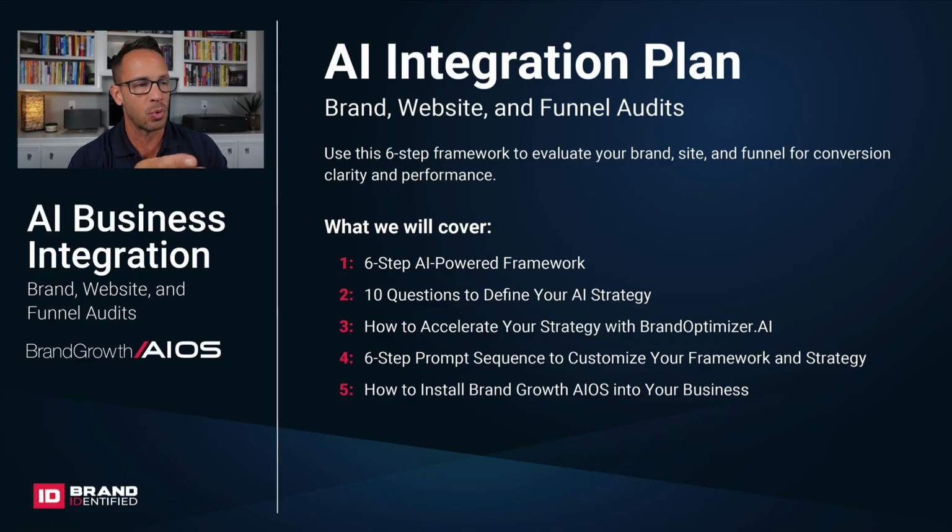So first off, I'm going to walk you through the 6-step AI-powered framework. Then I'm going to help you answer the 10 questions that you must answer and define for your AI strategy. Then I'm going to show you how to accelerate your strategy using the custom GPT brand optimizer.ai. Then I'm going to walk you through a 6-step AI prompt sequence to customize your framework and your strategy specifically for your business, also using the brand optimizer.ai custom GPT. And then finally, I'm going to show you how to install the brand growth AIOS into your business. So let's jump in and get started.